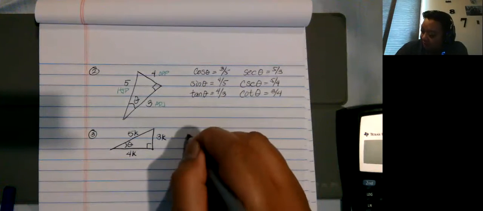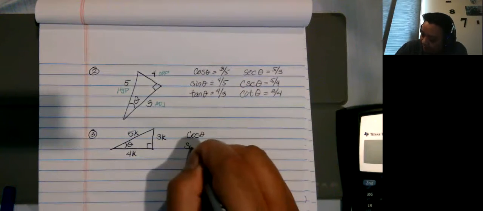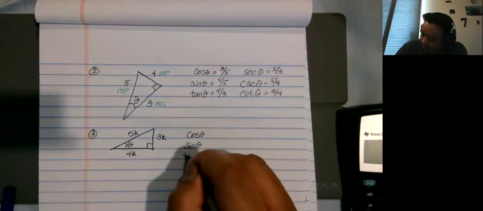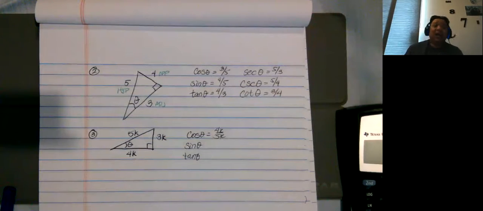All right, so constructing the 6 trig functions, right? So cosine theta, sine theta, tangent theta. Let's start off with cosine. So it's adjacent over hypotenuse. So it would be 4k over 5k. And then now you can see why k will not matter, because what's going to happen to k?